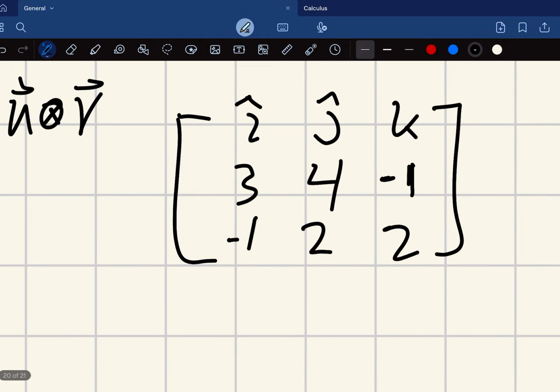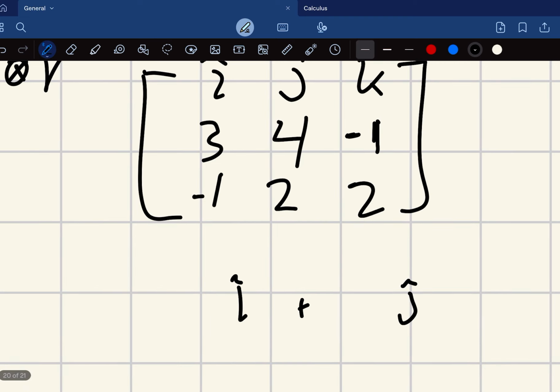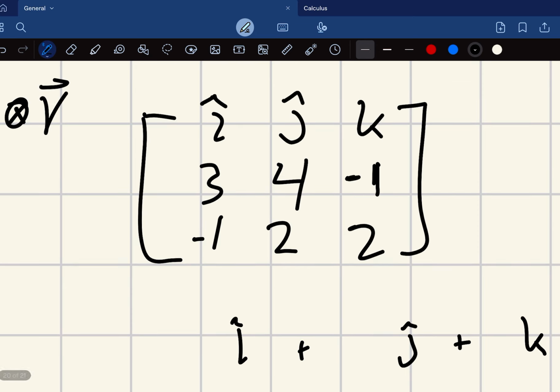So in order to calculate this vector, it's going to be a constant times i plus a constant times j plus a constant times k. So each constant is the determinant of everything that doesn't get crossed out when you go like this in the matrix. So let's first do this with vector i. Everything that is in the same row or column as it gets crossed out like that.